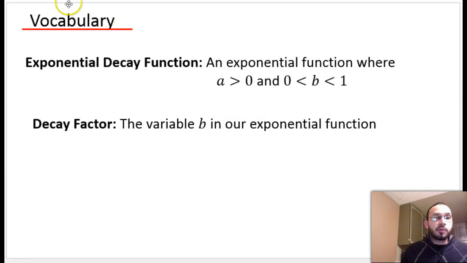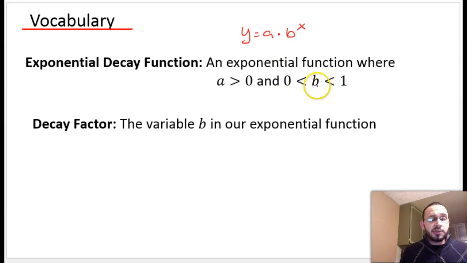So there are 2 new vocabulary words we have to go through today. It's exponential decay function. If you remember, our definition for an exponential function, or power function, is just y is equal to a times b to the x power. It's called a power function because our variable is actually a power. Now, in order for it to be a decay function, it has to meet these 2 conditions: a has to be greater than 0, and b has to be between 0 and 1.